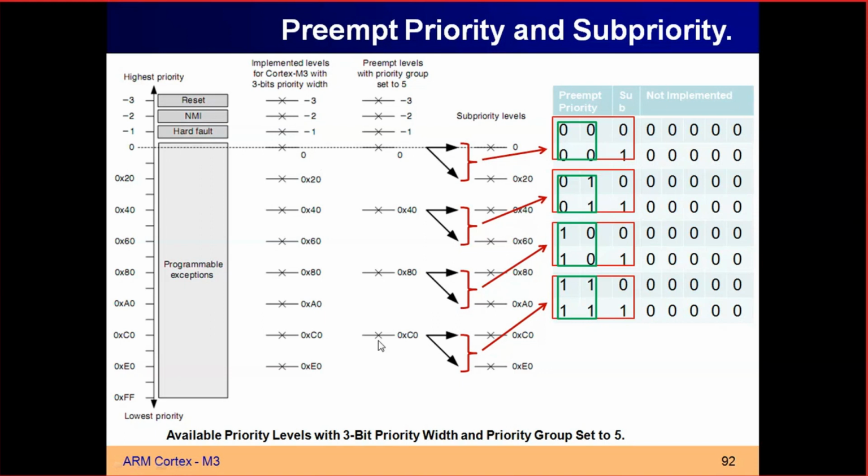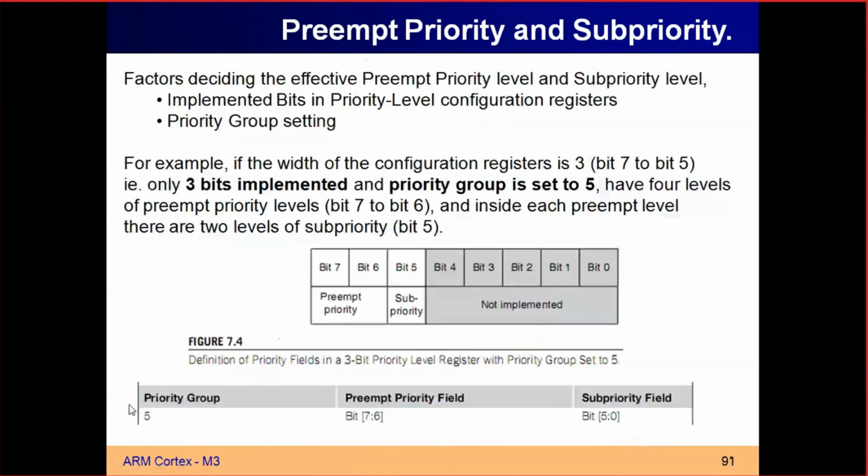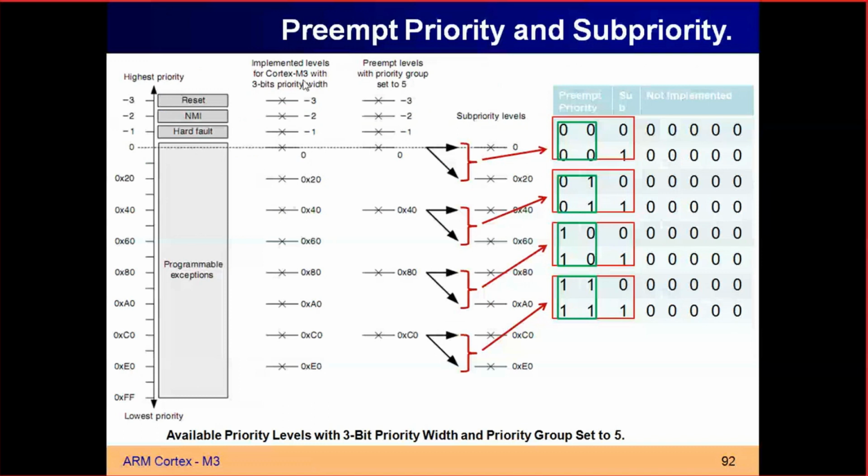So here you are having 3-bit priority with the priority group set to 5. That is the same example. Priority group set to 5, 3 bits implemented. So how many preempt priority fields will be there? 2. How many sub priority fields will be there? 1. So what will be the preemption levels? This is the preempt level with the priority group set to 5. Right. So how will it be? These two are the preempt priority. This will be the sub priority.